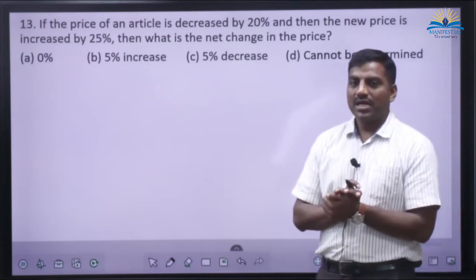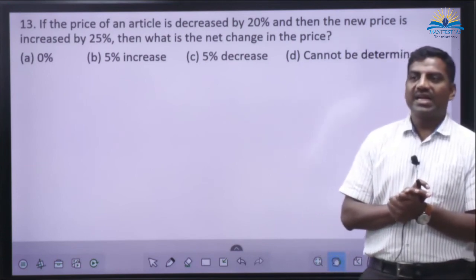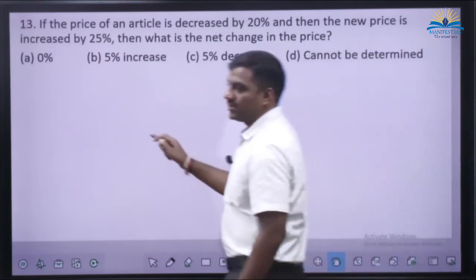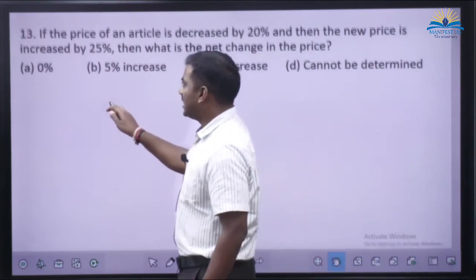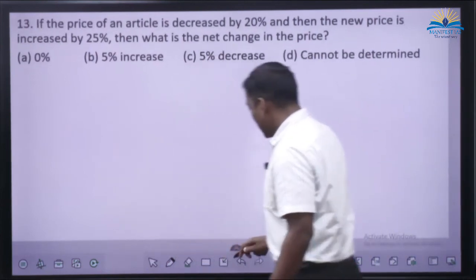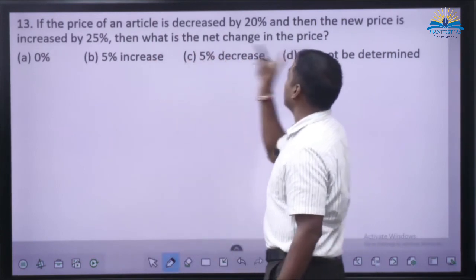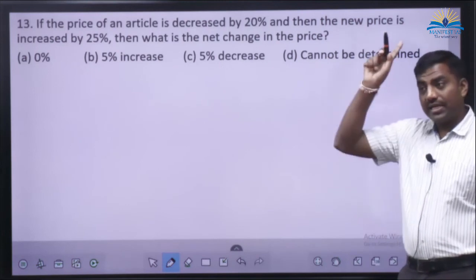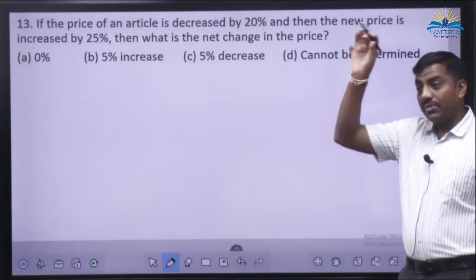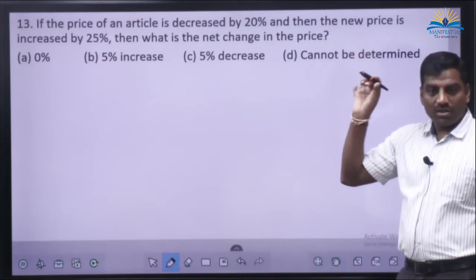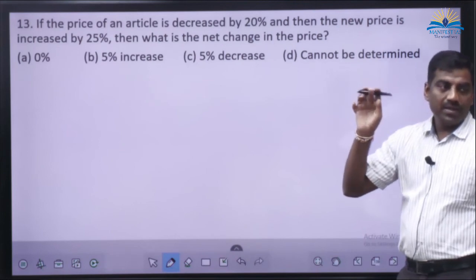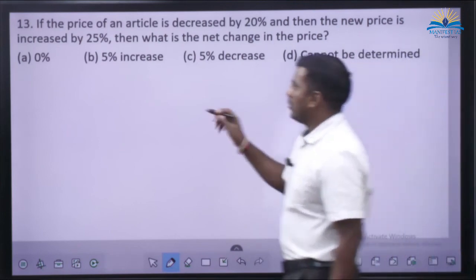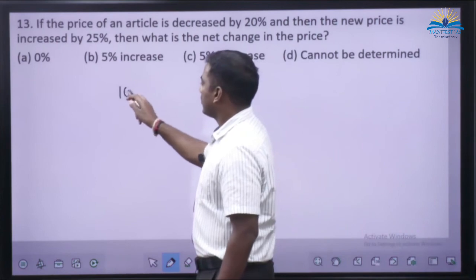In such cases, always assume 100 as the price. Rather than X, 100 would help us. If everything is written in terms of percentage in the problem, take 100. Earlier, there was one number, 25% less of it, so I tried to take 100, right? So similarly, here you take 100.